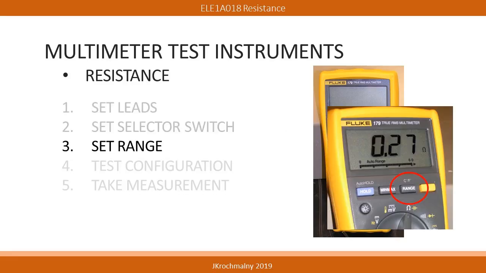Setting the range is the third step in the process of measuring resistance. The values displayed on the meter will indicate the maximum values it is prepared to measure. Pressing the range button on the meter moves the decimal point to the right, increasing the measuring range.